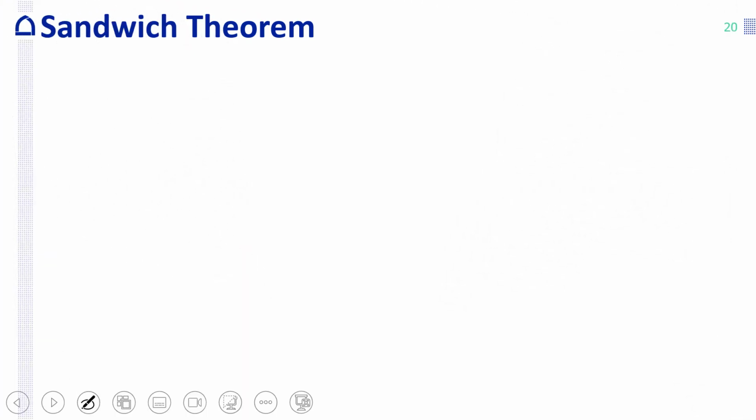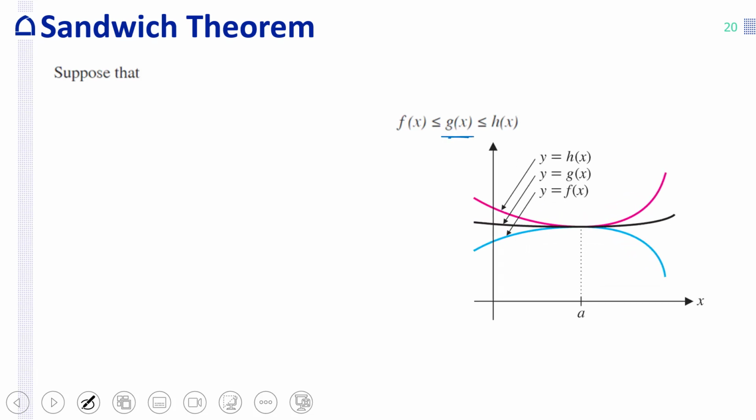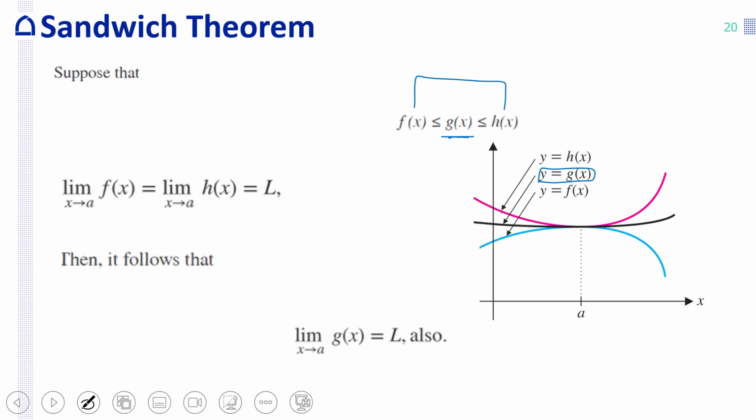I will end up with the sandwich theorem. It is not a sandwich to eat. If you have a function between two functions, this is why we call it sandwich. In this graph, you have your function in between two functions, the red one and the blue one. So if you can find the limit of the two outside functions, the middle one will have the same limit, right? This is the sandwich theorem.